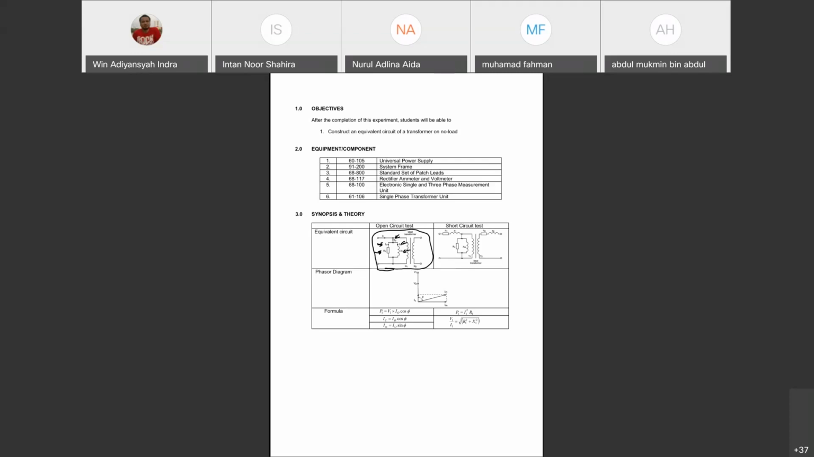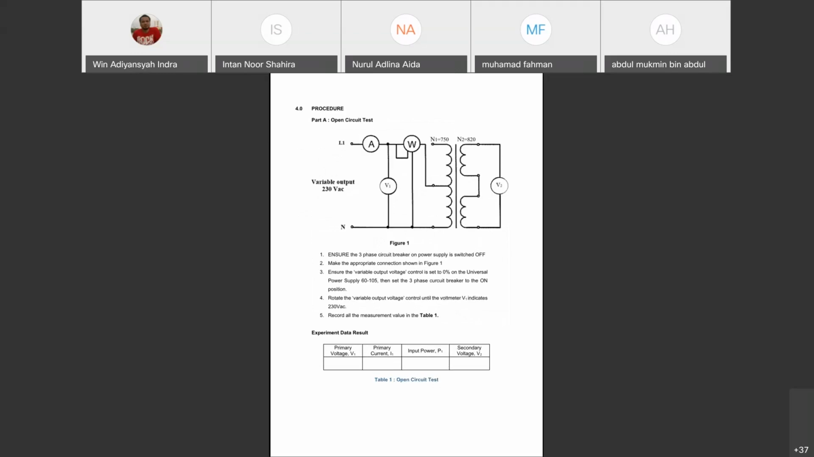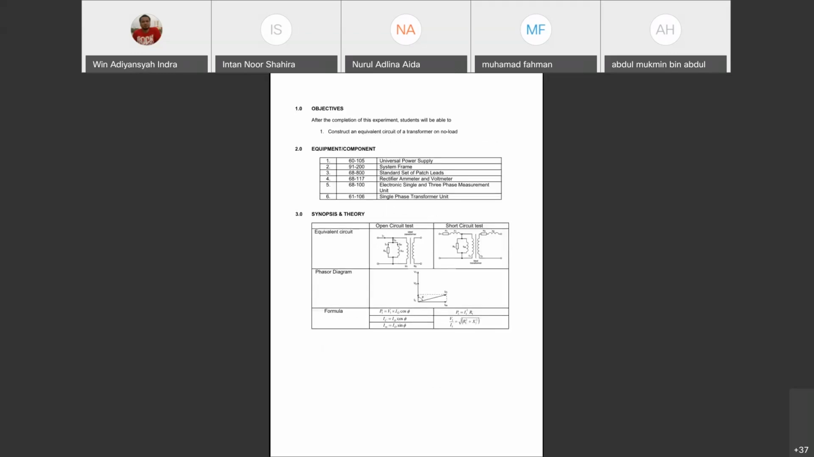Now for the second experiment, is it short circuit? Remember, for short circuit, as given in the table here, you're going to use this formula, for short circuit. First one, R1 and X1.